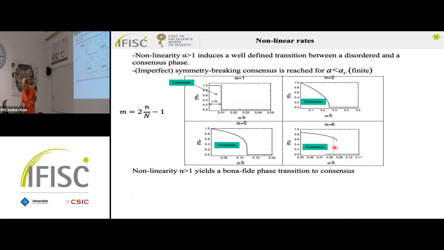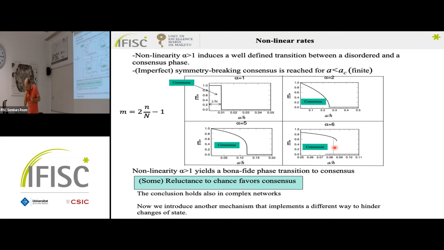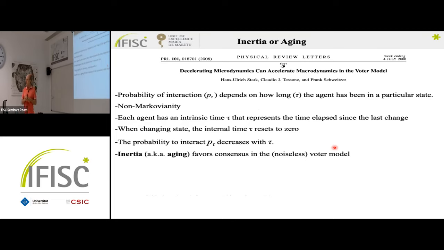So this modifies substantially the model. The message is that making it more difficult to change makes it easier to reach consensus. Maybe, okay, but this is the conclusion of the model. I don't know whether it's reasonable. Of course, now you can justify it. But maybe beforehand you would have said that the more difficult it is to change, the more difficult it is to get consensus. No, the more difficult it is to change, the easier it is to get consensus in one of these. Now, we could introduce the second mechanism, which is related to aging and non-Markovian effects.